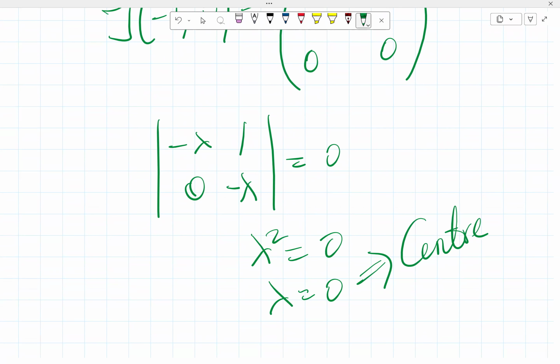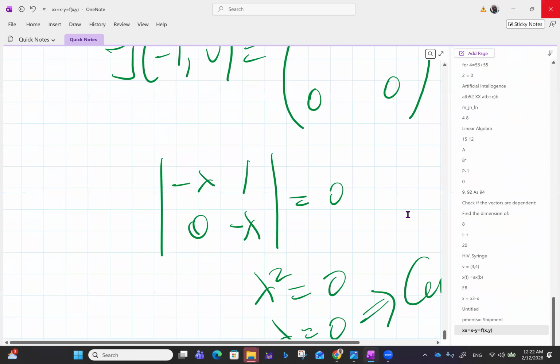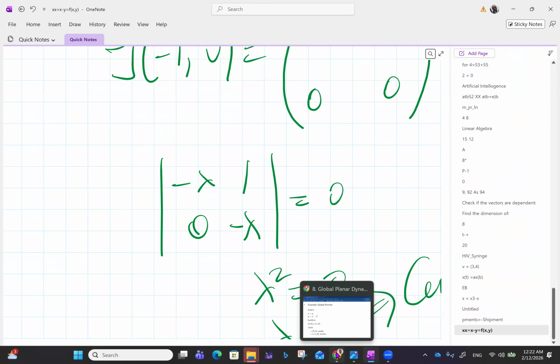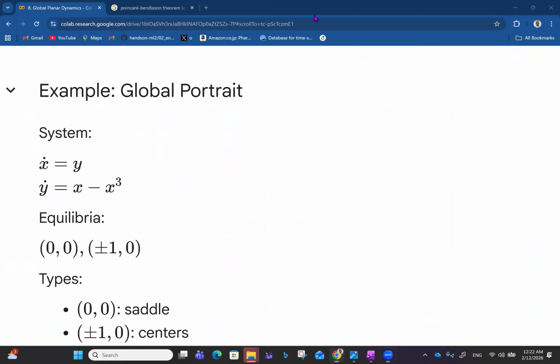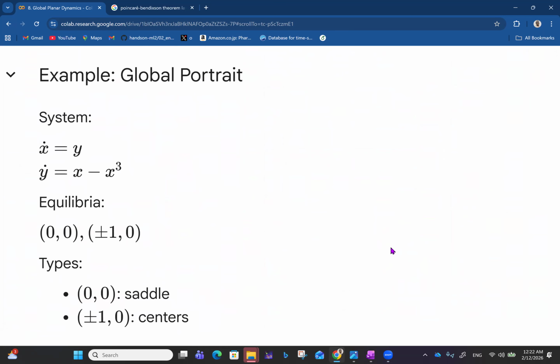Okay. That's what we have in that case. So that's how the whole thing goes. So we have two centers and one saddle. Okay, so that's how to determine the global portrait of a system like this.